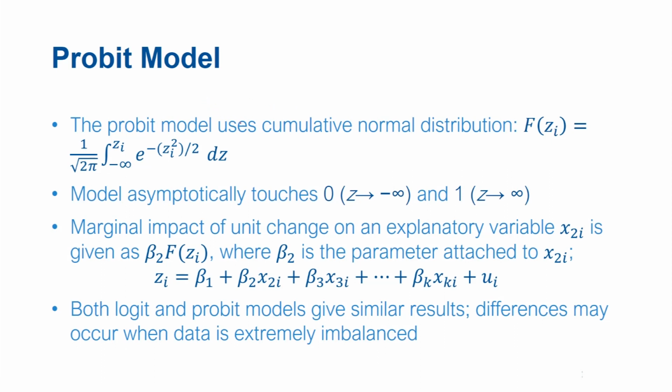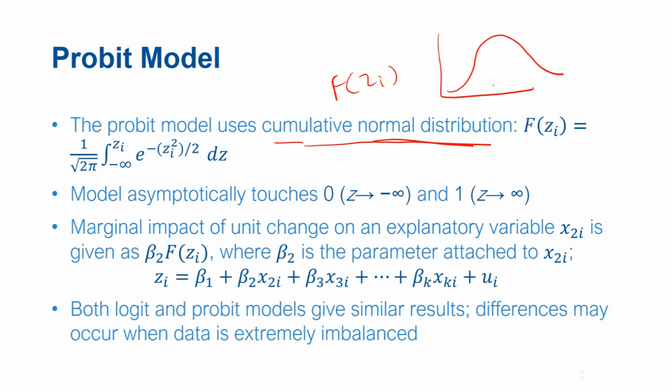The Probit modeling approach is very similar to the Logit model. In fact, it is almost identical, with the only difference that the distribution function is changed to the normal distribution. So now our f(zi), which was the cumulative logistic distribution function earlier, is now the cumulative normal distribution function. Remember, the normal distribution function appeared like this, and this is the normal probability density function.